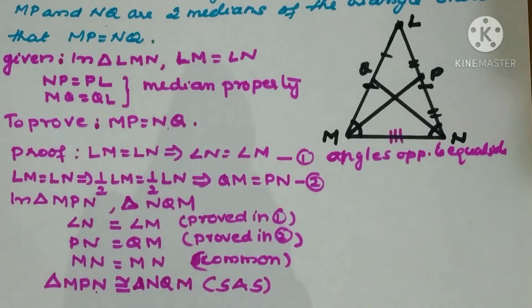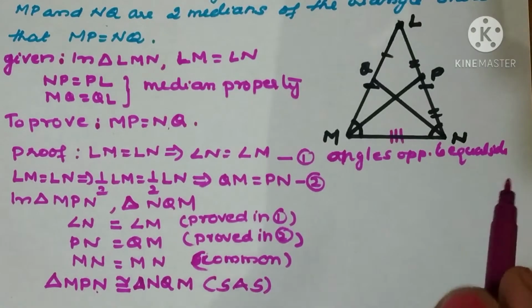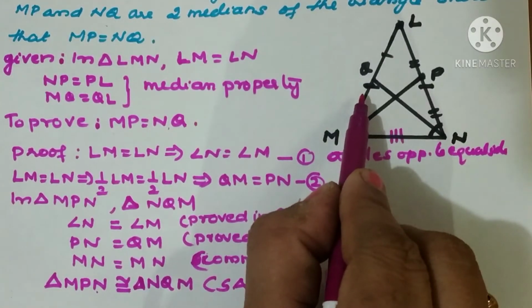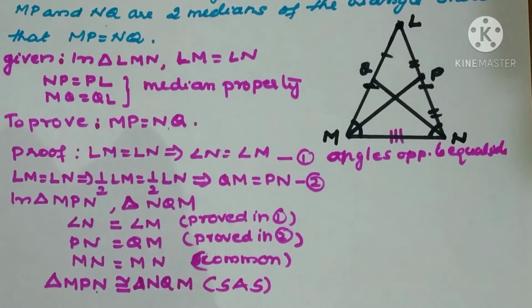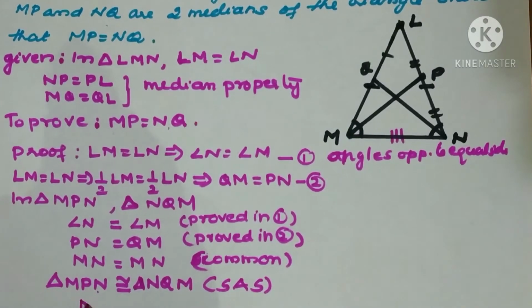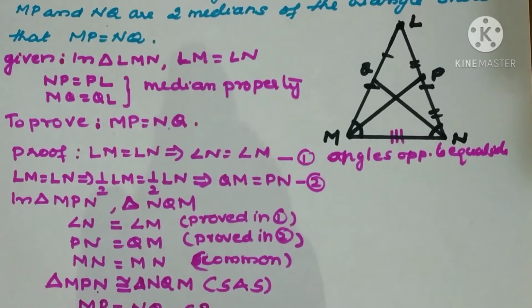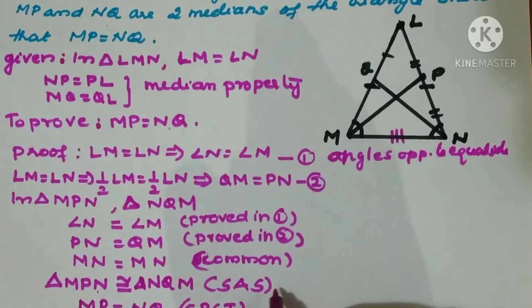Now we got the SAS criteria. We cross-checked with MPN. Now we can go for NQM also. This is the first side and the second side and the included angle. There also it is correct only. Now what is the result of this one? MP equal to NQ, that is CPCT. Hence proved.